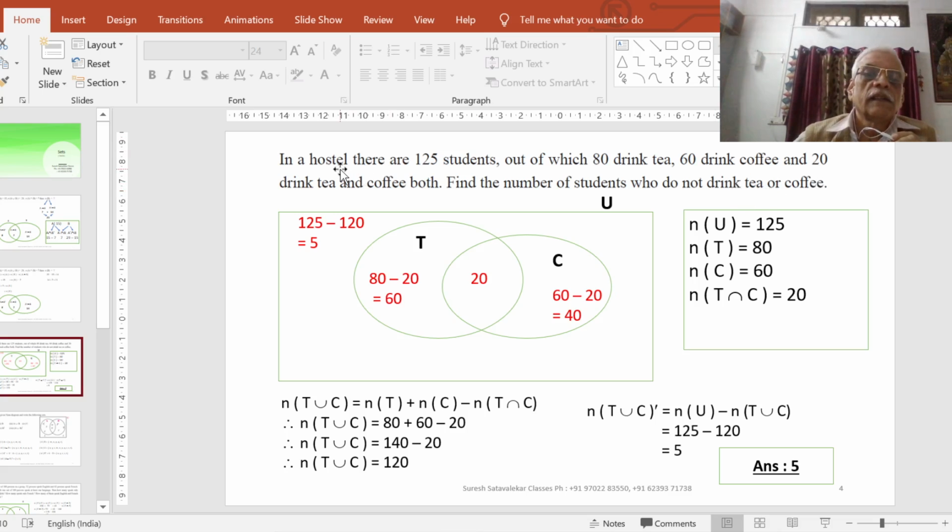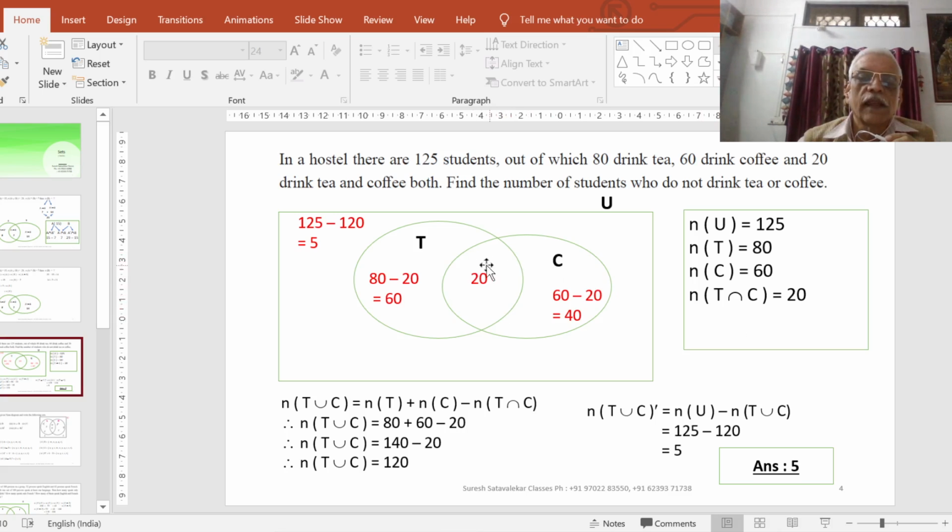Now there are 125 students, so this is a universal set. Universal set is generally denoted by a rectangle. So this is a universal set which contains 125 students. Now it is given that 80 drink tea. Number of elements in the universal set is 125. Number of elements in the set T is 80. So this circle should have only 80 total. Then the number of elements in C, the number taking coffee, is 60. So within this circle we want 60. And number of elements in T intersection C, tea and coffee, there are 20.